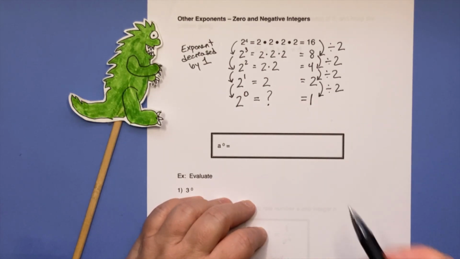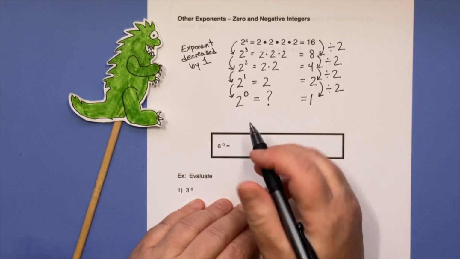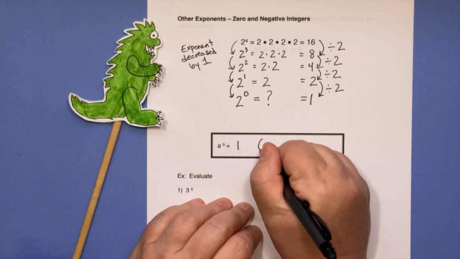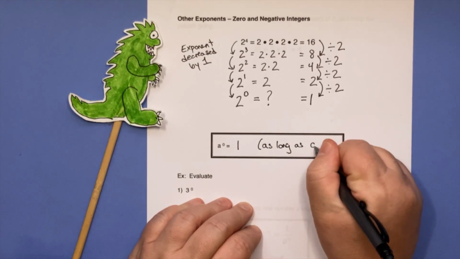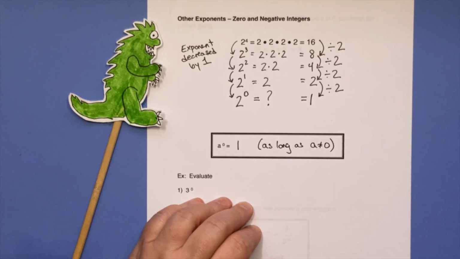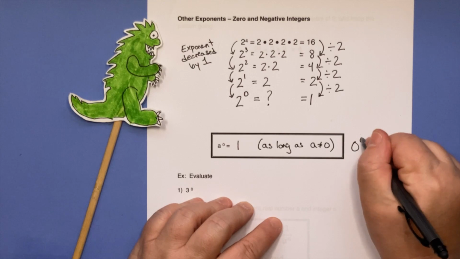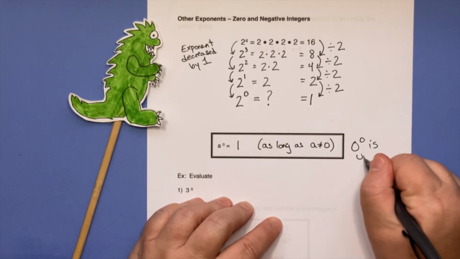And in fact, a to the 0 equals 1 in all cases as long as a itself is not equal to 0. It turns out that 0 to the 0 is undefined.